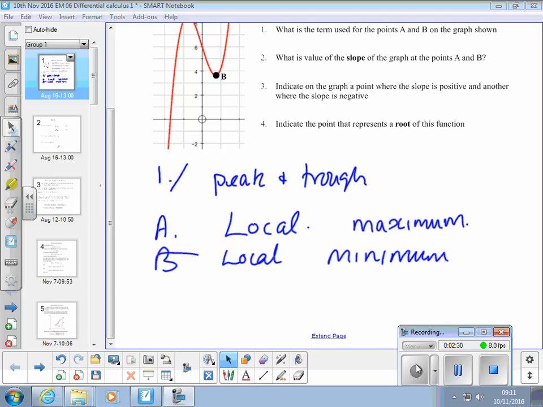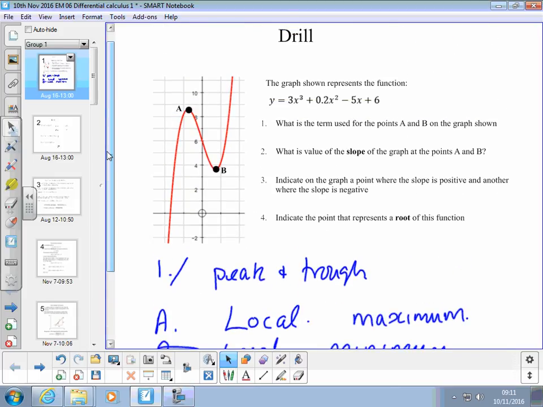The importance of the word local is that if you've just got a graph, you don't know what that function does outside the range you can see. I know that there are no more maxima or minima in that function because I know the function I've graphed. For other functions, that might just be a small part of it, and there might be other maxima and minima in other places.